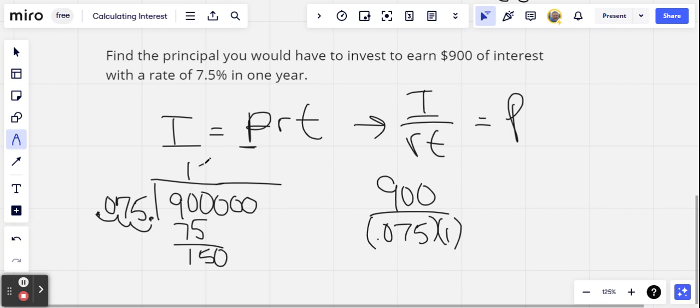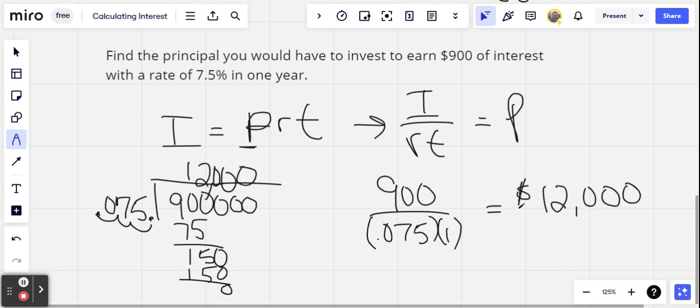It's going to be 2. It's 150. That's going to be a 0. The rest of these are going to be zeros. 0, 0, 0. So the answer is 12,000. That should be the amount we'll have to start with if we invest $12,000 at an interest rate of 7.5% in 1 year. We'll earn $900 of interest.